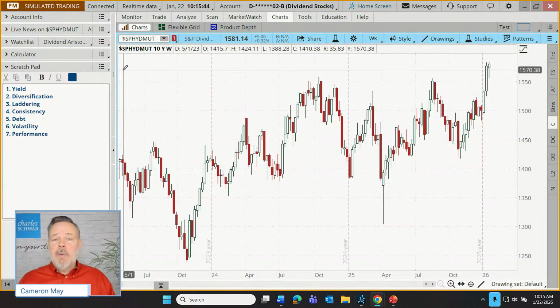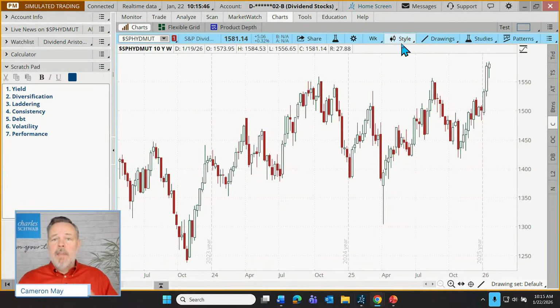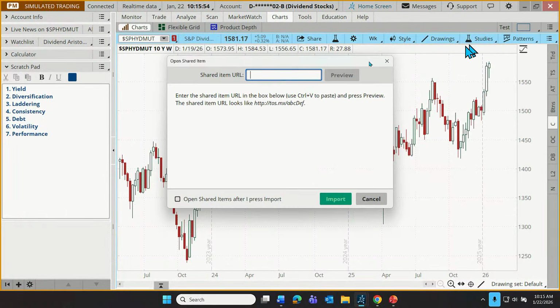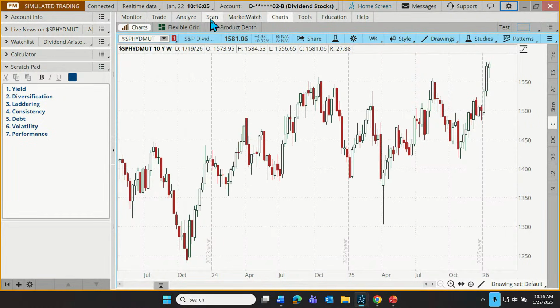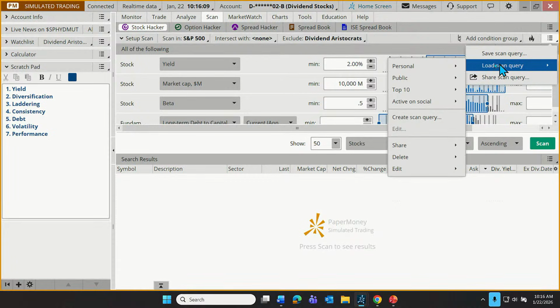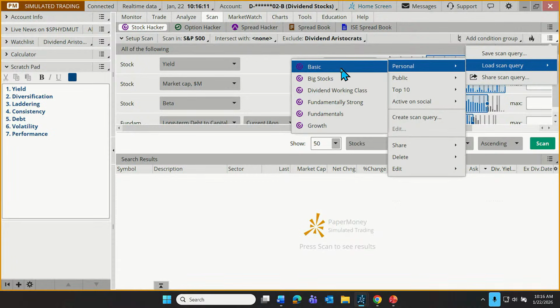So when I share a link with you, first of all, be aware that shared links are not guaranteed as to timing or accuracy, but to load those links, we can come right up here, the little gear icon, open that shared item, pop it right in here, then preview and import, and that will load it up into your scans. So you can go to your scan, and if you were on a scan, you could come up here and just load up the scan that's called, let's see, what do we call it? We call it dividend working class right there.